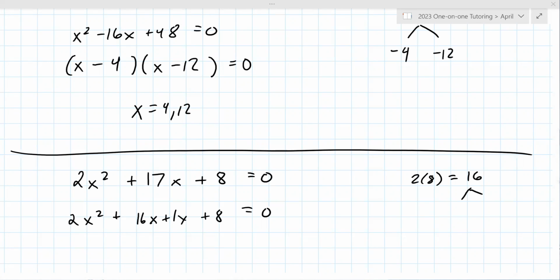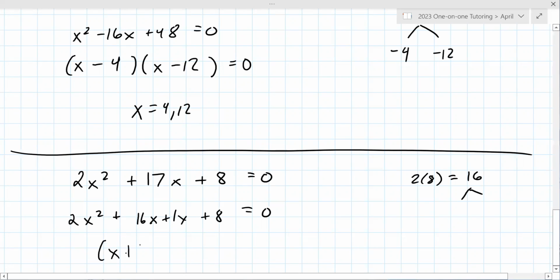So I got x plus 8 and 2x plus 1. Okay, I agree. Keep going. X equals negative 1/2, x equals negative 8. You got it.